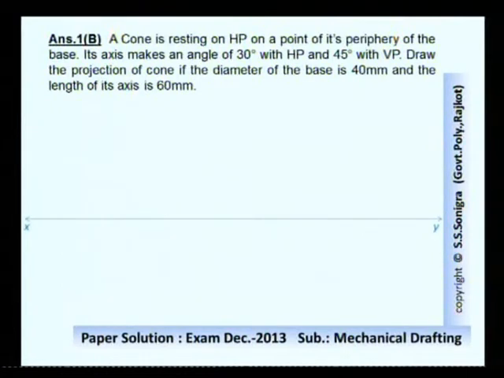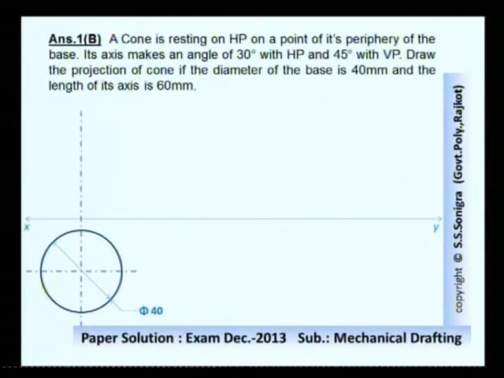First of all, draw XY line which represents intersection of HP and VP. Draw circle, diameter is given to us, that is 40 mm and radius 20 mm. Insert the dimension, diameter 40 mm. Draw axis, vertical axis and horizontal axis.